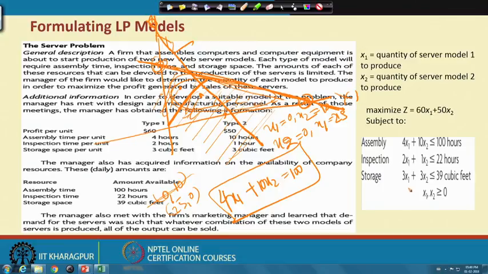This is 3x1 plus 3x2 less than 39. So, put x1 equal to 0, x2 equal to 13, and that is somewhere here, and then again put x2 equal to 0, then x1 equal to 13, and accordingly it will be somewhere here. So, you now join these two points. Okay. So, this is 11. So, it will be like this.